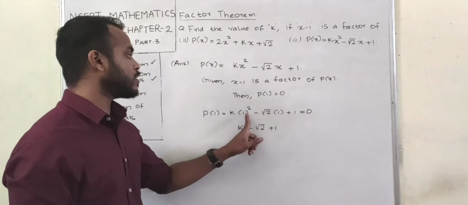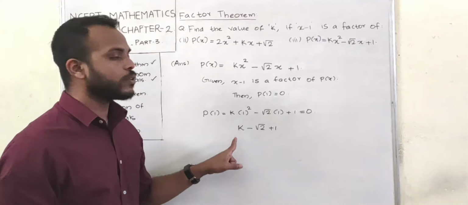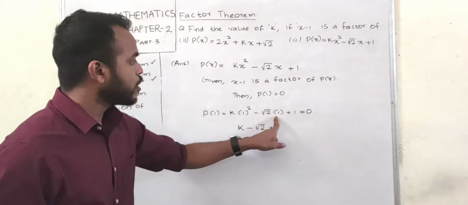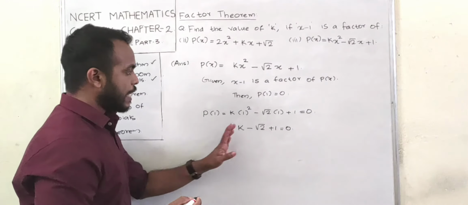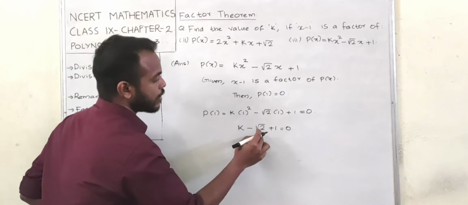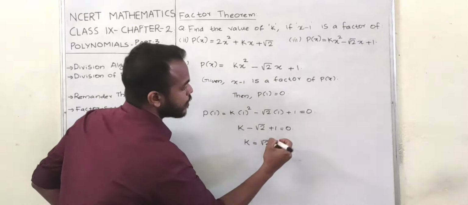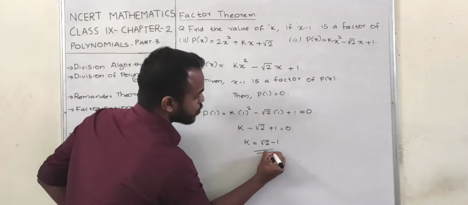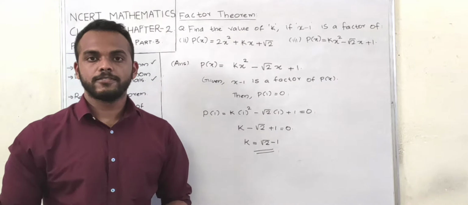Now, k into 1 square minus root 2 into 1 plus 1 equal to 0. K into 1 square is k, root 2 into 1 is root 2, plus 1 is equal to k. Now as we did in the last question, put k in the LHS, take all the others to the right side. Minus root 2 to the other side becomes root 2, then 1 becomes minus 1. So the answer is root 2 minus 1. I hope you understood this one.